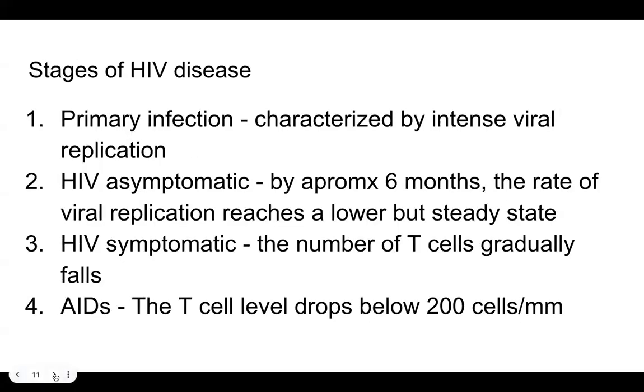Stages of HIV. Primary infection. This is characterized by intense viral replication. HIV asymptomatic. This is by approximately 6 months, where the rate of the viral replication reaches a lower but steady state. Then you have HIV symptomatic, where you see the number of T cells gradually reducing. And then you have AIDS, where the T cell level drops below 200 cells per mm.